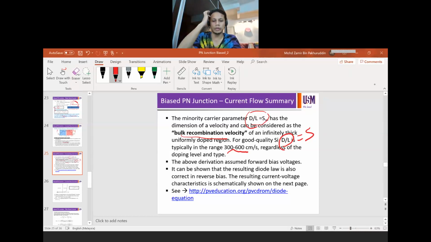So we'll look at the diode equation. This one assumes forward bias voltages. We'll see later on that the whole diode equation is also true in the reverse bias. So we'll see the diode equation for the positive side, which is forward bias, and also the negative side, which is reverse bias. Okay, so let's go to the next page.